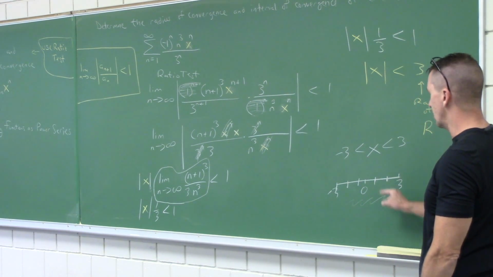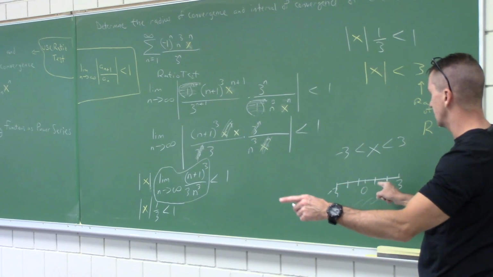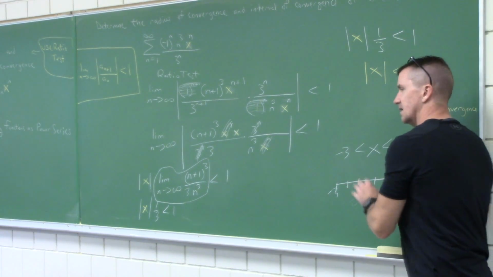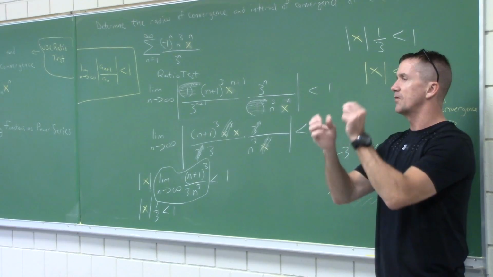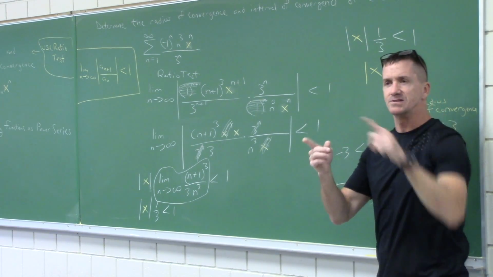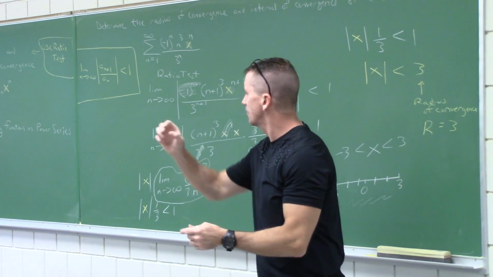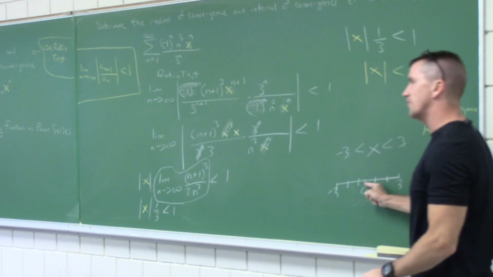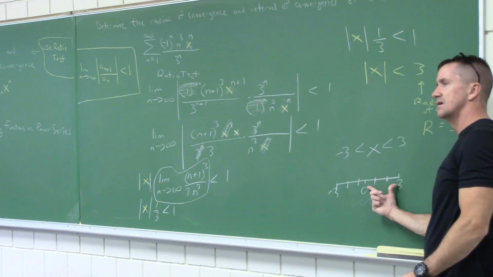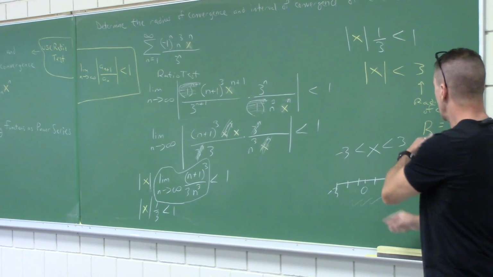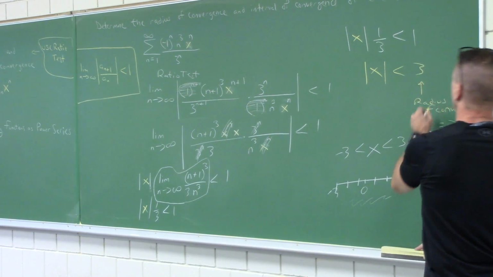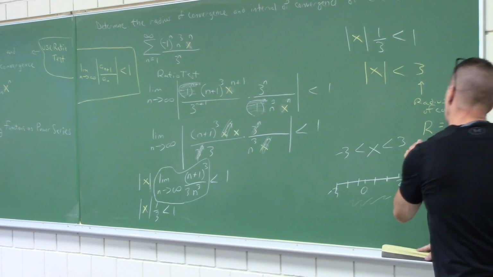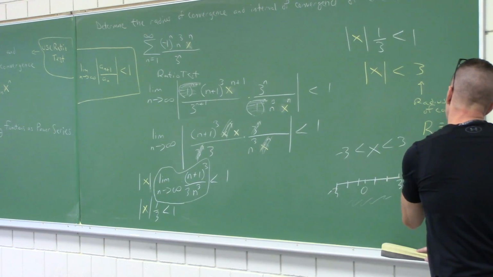Cool. But do you notice what I mean by radius? Like the radius of a circle, you go from the center out. So if you go from the center out, what's the distance? 3. So maybe a better way to say this: radius of convergence. It's a radius of 3, and then I'll write this. Centered at x equal to 0.